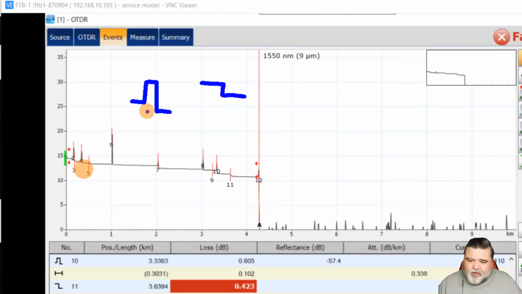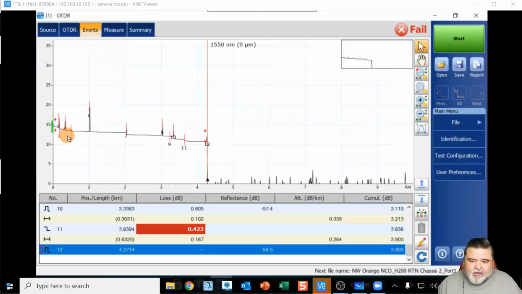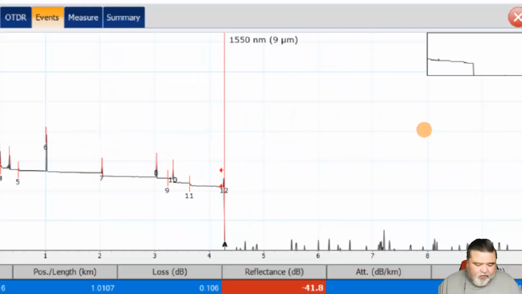So if you were to look at this and kind of overlay it and zoom into this connection here, if I were to select this event here, 6, and then over here to the right, I have this nice zoom-in button. It's kind of hard to see.